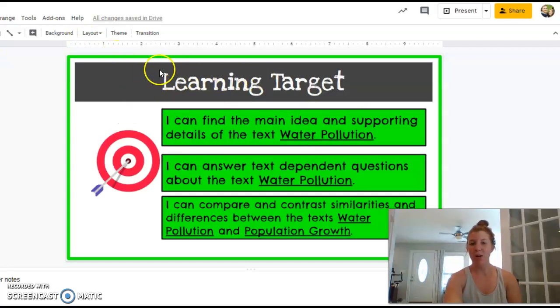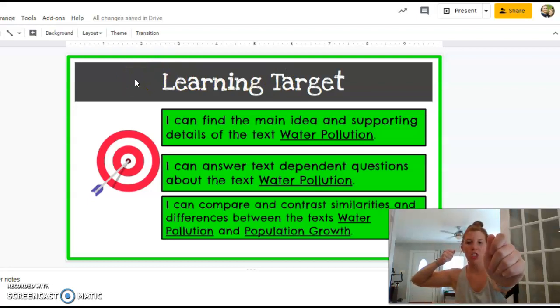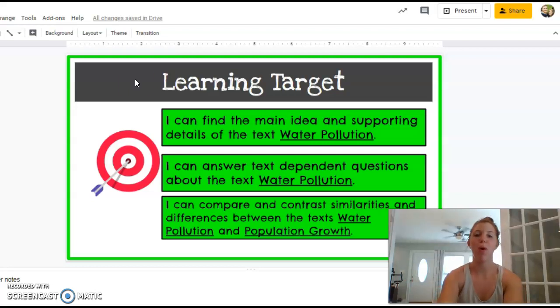We're going to start with our learning target. So if you want to pull back that bow and arrow, shoot once. Our first one says, I can find the main idea and supporting details of the text Water Pollution. So today we're going to be reading a text titled Water Pollution. I can answer text-dependent questions about the text Water Pollution. So same text, we're going to be answering those questions that we need to refer back to the text.